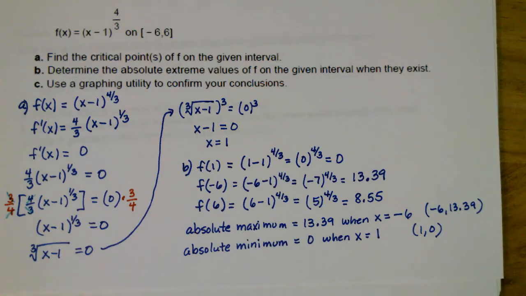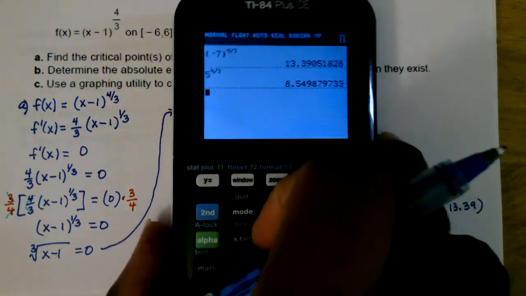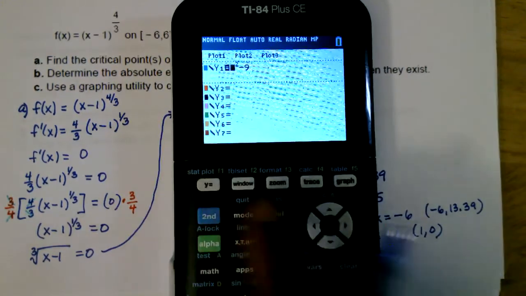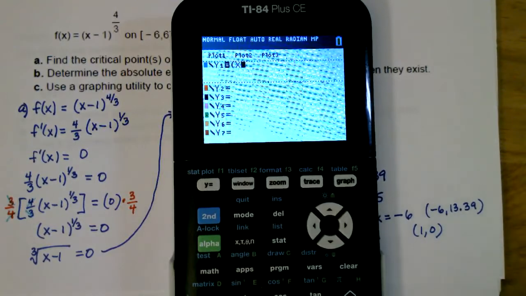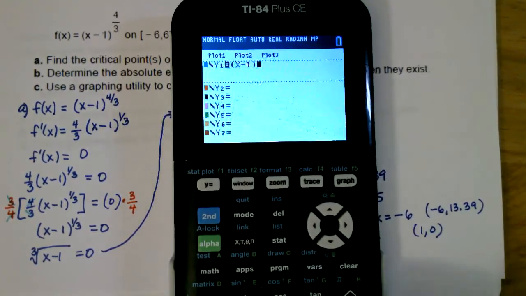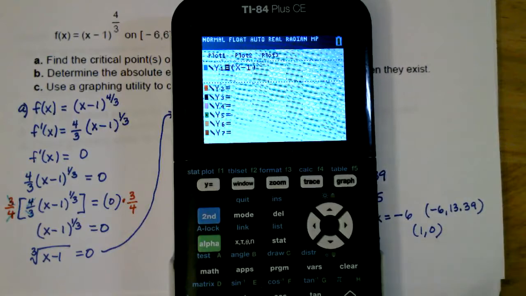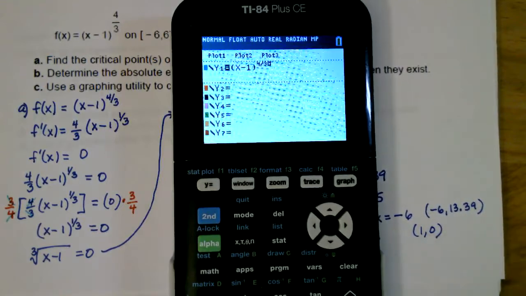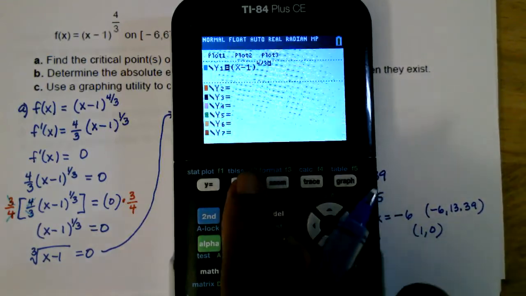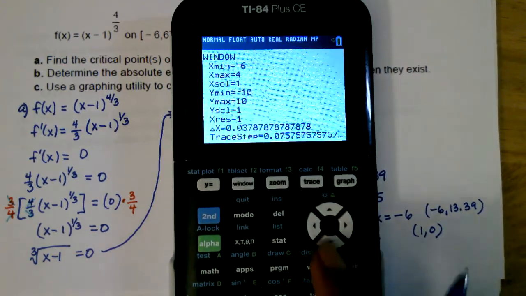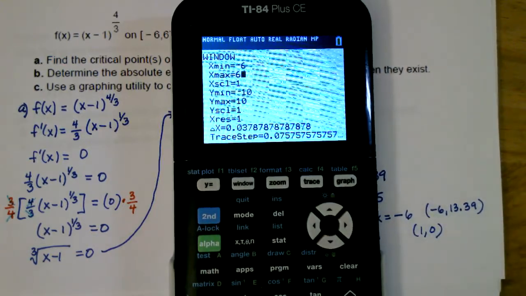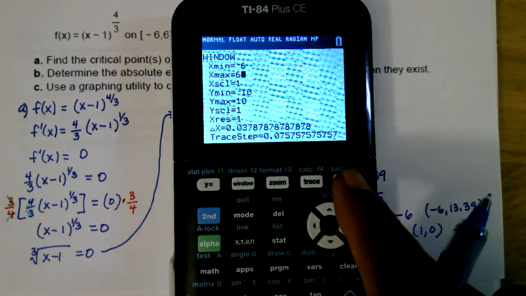And if you want to verify that on the graphing calculator, you can do this. Go to y equals 2. And then I'm going to do left parentheses, x minus 1, close parentheses, the hat key for your exponent, 4 divided by 3. Then I'm going to go to my window. I'm going to let X min be -6 and X max be 6. And then do the graph.